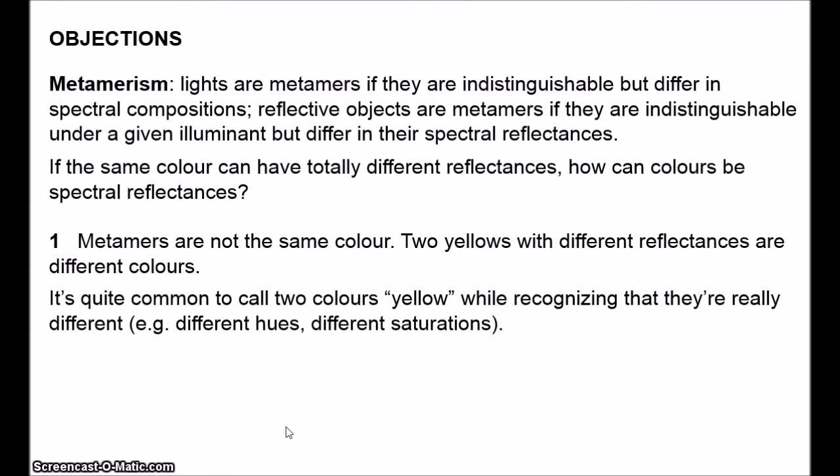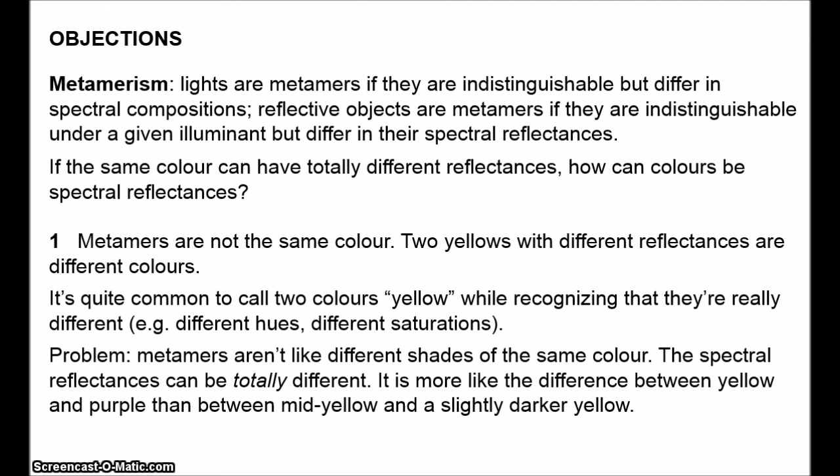Now, one of the worries about this response is that it's not simply a question of failing to discriminate closely related colours. You might look at two yellows and fail to see any difference between them because they're so similar. That's no problem, because we can specify what unites them, namely they're both yellow. The problem of metamerism is that two indistinguishable yellows could have totally different surface spectral reflectances. So if colour just is surface spectral reflectance, we have to say that these two yellows are in fact totally different colours. It's not simply that they're different shades of the same colour, like mid-yellow and a slightly darker yellow. It's rather like the difference between yellow and purple.